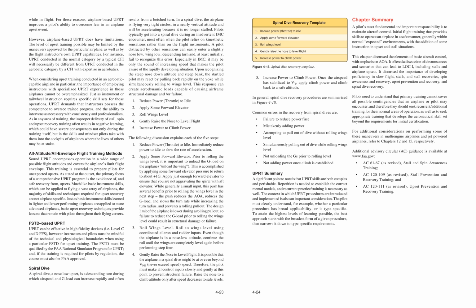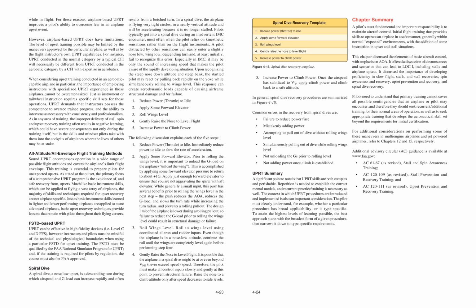www.faa.gov. AC 61-67, as revised, Stall and Spin Awareness Training. AC 120-109, as revised, Stall Prevention and Recovery Training, and AC 120-111, as revised, Upset Prevention and Recovery Training.